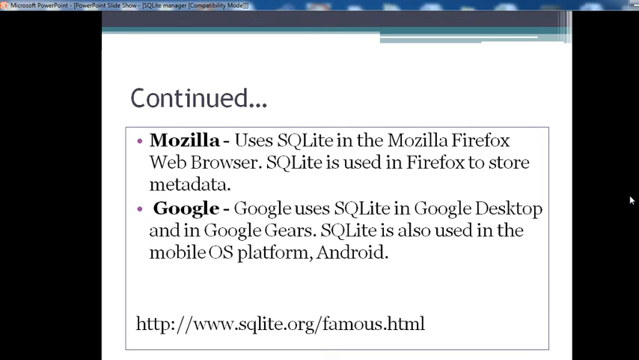Next, Mozilla uses SQLite in the Mozilla Firefox web browser. SQLite is used in Firefox to store metadata. What is metadata? Data about data. Mozilla uses it for storing that metadata. Then Google also uses SQLite. Google uses SQLite in Google Desktop and Google Gears. SQLite is also used in the mobile OS platform Android.